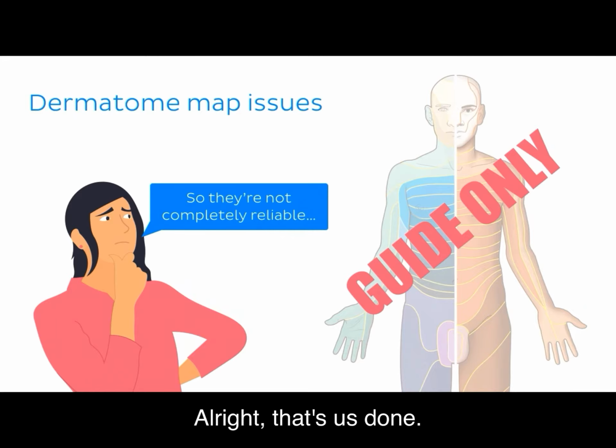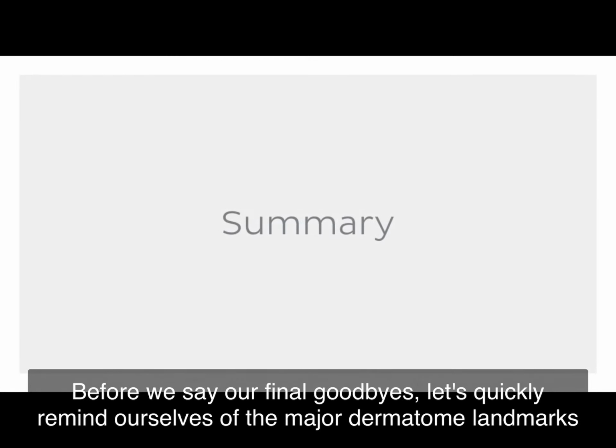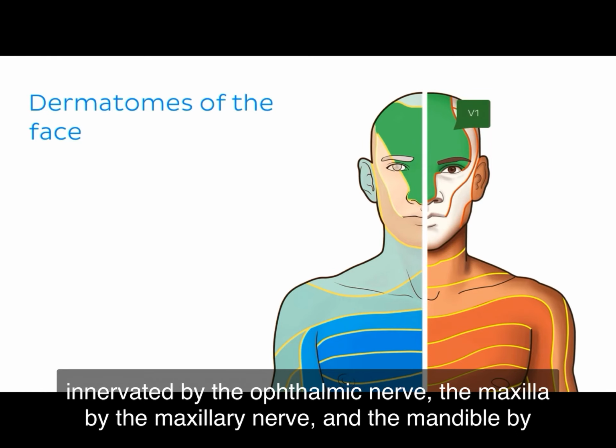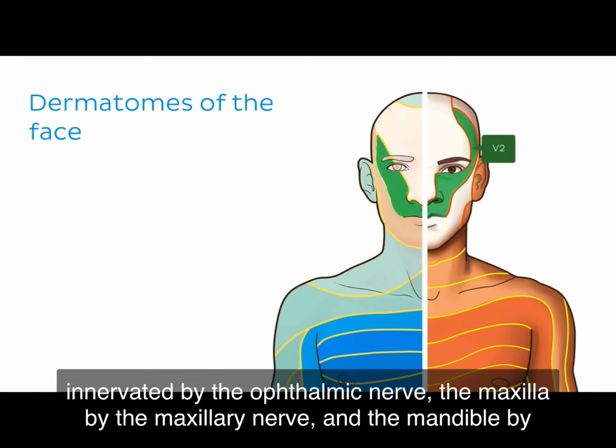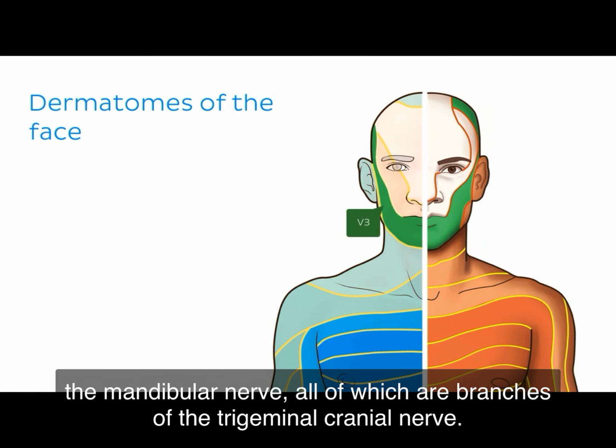All right, that's us done. We've made it to the end. Before we say our final goodbyes, let's quickly remind ourselves of the major dermatome landmarks, which are good to keep in mind in clinical practice. We started with the dermatomes of the face and saw that the forehead and the nose were innervated by the ophthalmic nerve, the maxilla by the maxillary nerve, and the mandible by the mandibular nerve, all of which are branches of the trigeminal cranial nerve.